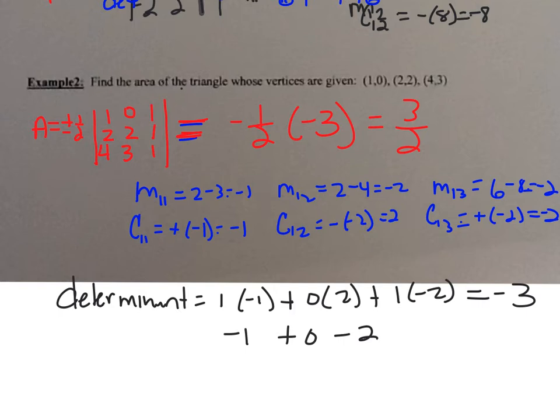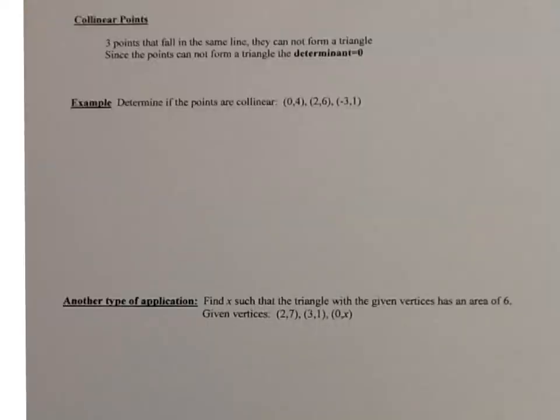Okay, so let's flip it over and we'll try a couple of other problems. All right, so collinear points. Collinear points are 3 points that fall on the same line. They cannot form a triangle. So since the points cannot form a triangle, the determinant must be equal to 0. So this says here, determine if the points are collinear. So remember, if they're collinear, the determinant is equal to 0. All right, so let's find the determinant.